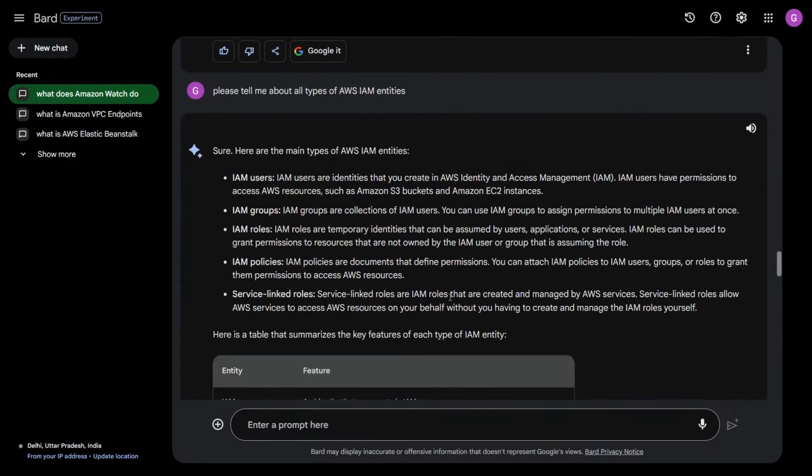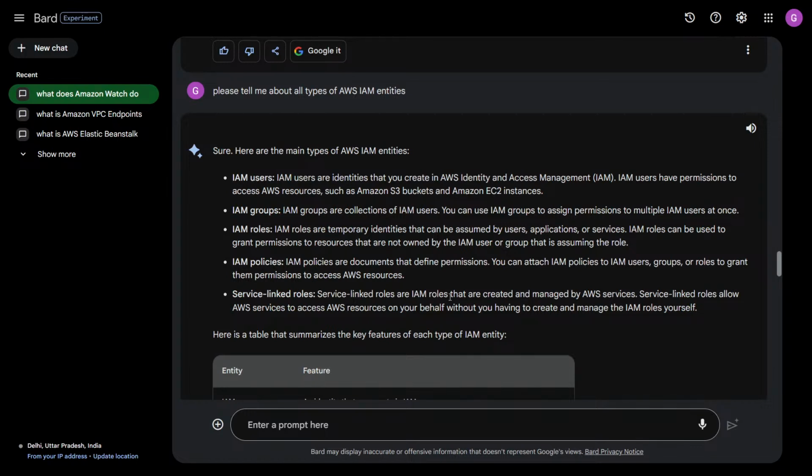So here are the main types of IAM entities. IAM users are the identities that I create on AWS IAM. They have permission to access resources. IAM groups are a collection of users. You can use an IAM group to set permissions for multiple IAM users at once.